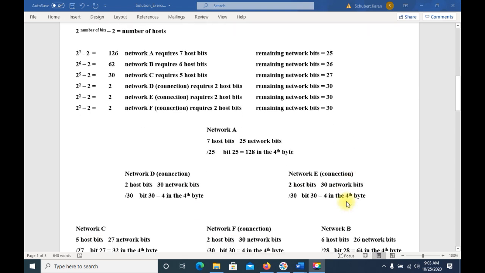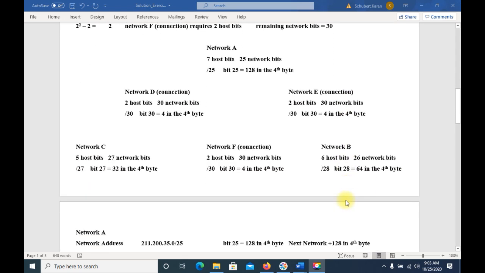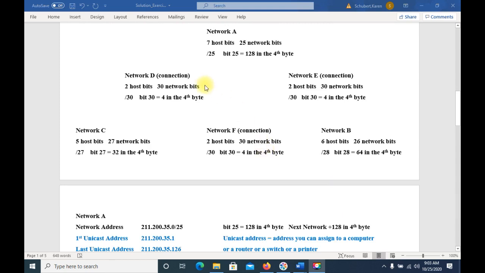Now if we apply this now to our task, we have network A with 7 host bits, 25 network bits, a subnet mask of /25, indicating our last network bit is bit number 25. We know that bit number 25 is in the 4th byte and it's worth 128. For network B with 6 host bits and 26 network bits, a subnet mask of /26, we know that bit number 26 is worth 64 and it's in the 4th byte.